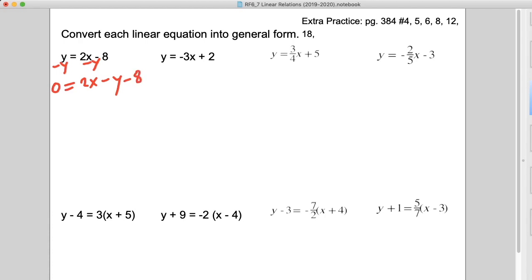For the next one, more or less the same thing. I'm not going to subtract y, because in this case I have my negative 3x here. I'm going to add 3x to both sides first. So I'll have 3x plus y is equal to 2. Then I'll subtract 2 from both the left and the right side.